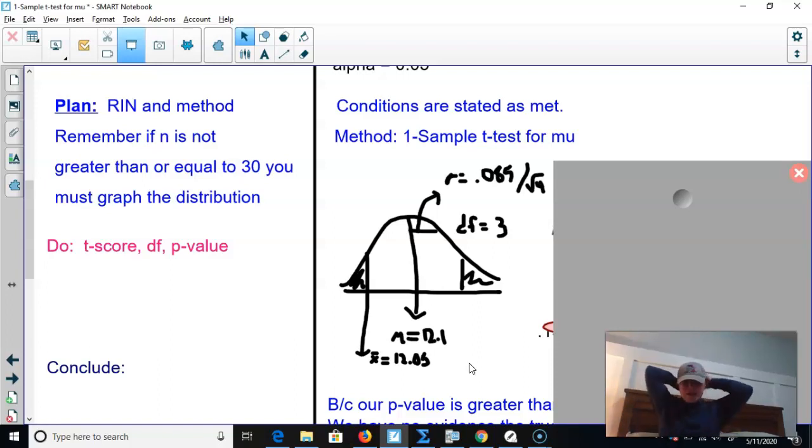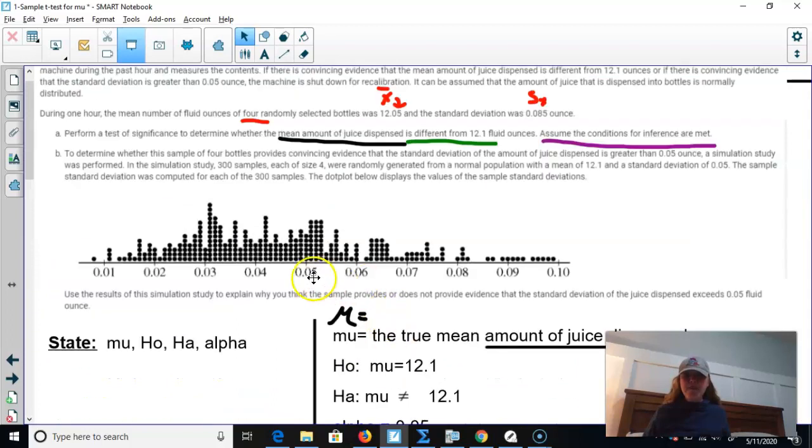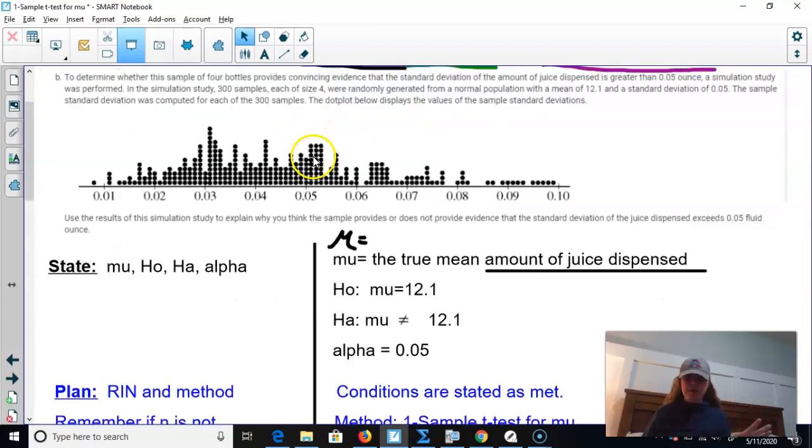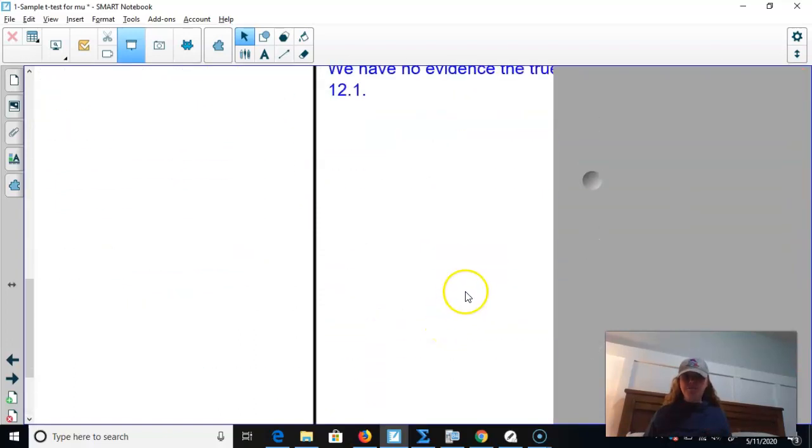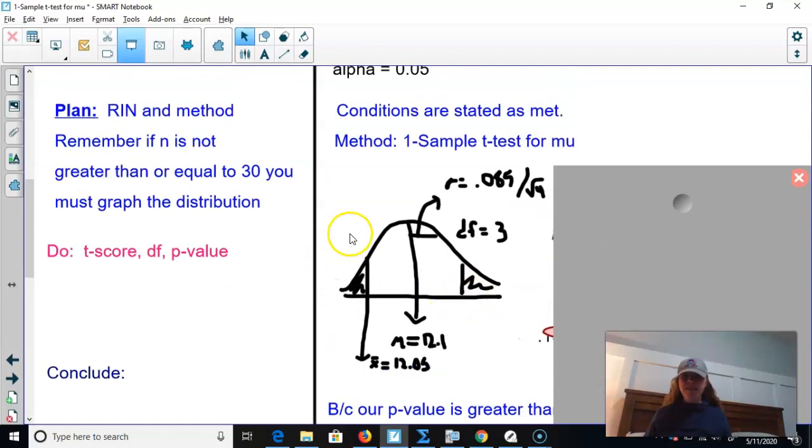So then what's next? We need a statistic. And that statistic right there is going to be our x bar. Where does that come from? That comes from up here, okay? When they talked about what is describing the sample, a statistic describes the sample. So that's that 12.05. Whoops, sorry guys, I went too far.